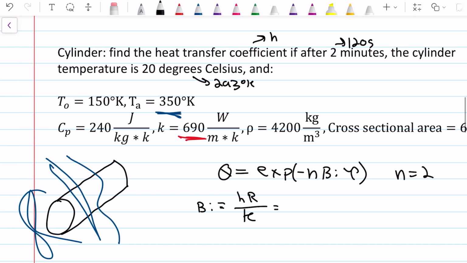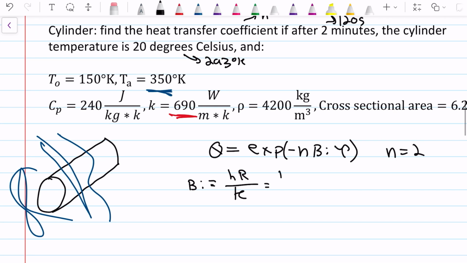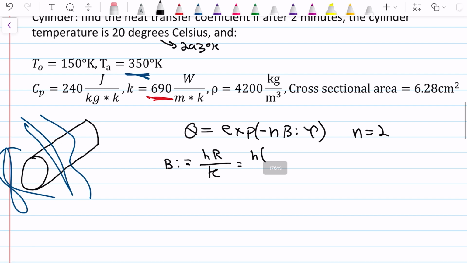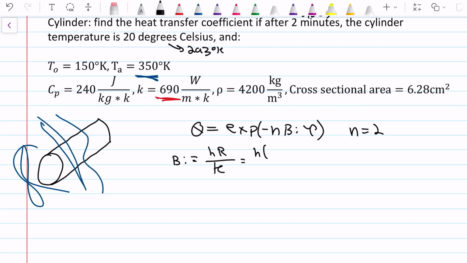We don't have an h. Wait, that's what we're solving for. Duh. Of course, we don't have an h. Okay, h times, and we're not given a radius either. We're given a cross-sectional area. So we've got to solve for the radius.